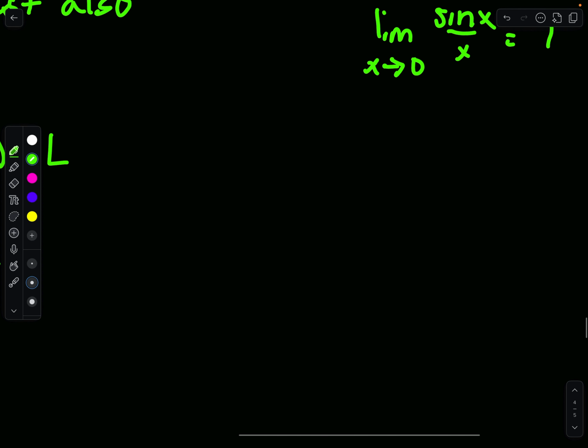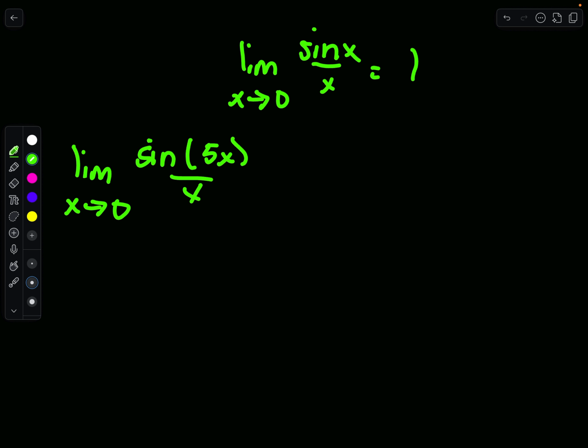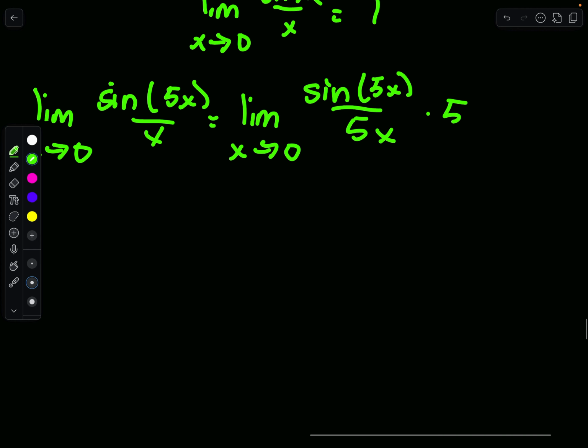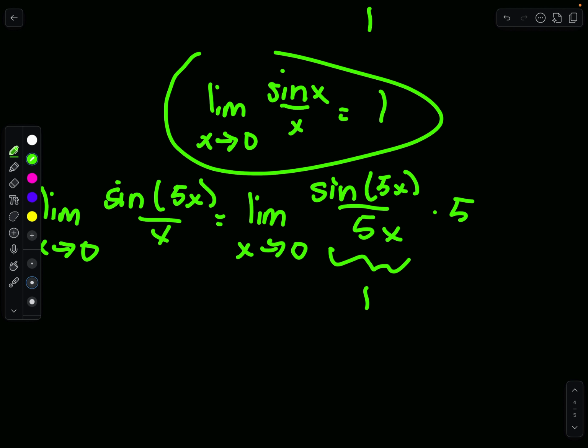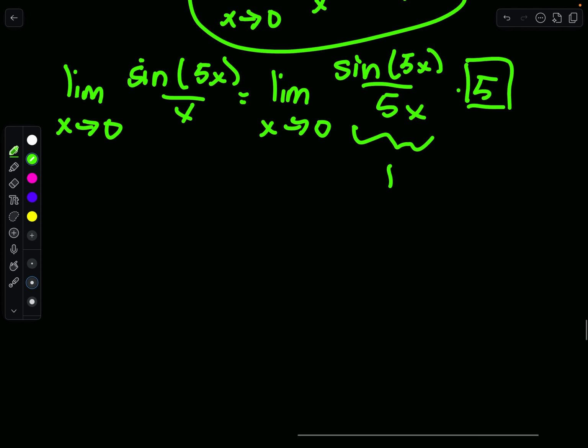One example is the limit as x goes to 0 of sine 5x over x. Now to solve this, we can say that this is equal to the limit as x approaches 0 of sine 5x over 5x times 5. Now this will just be equal to 1 by our limit here. So then we are just left with 5, because 5 times 1 equals 5.